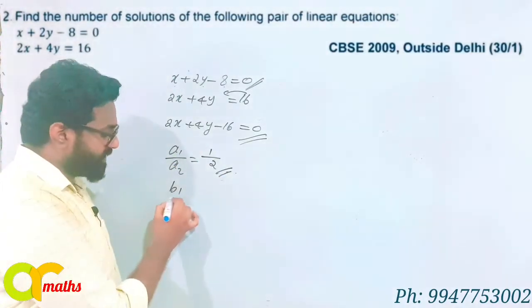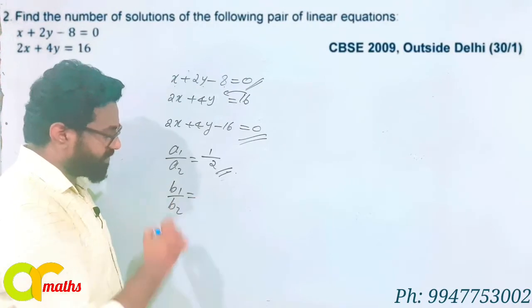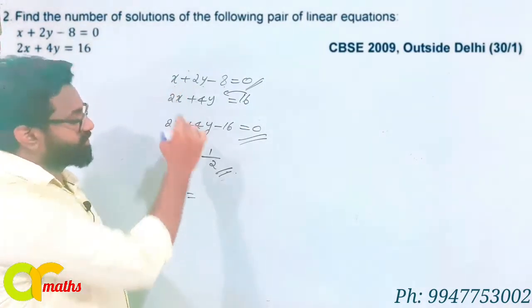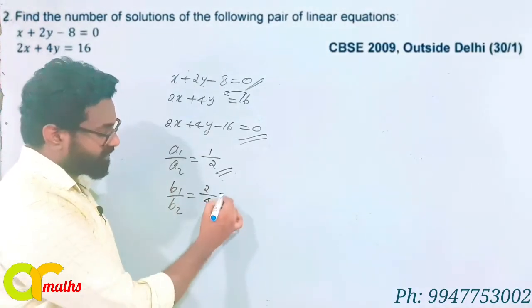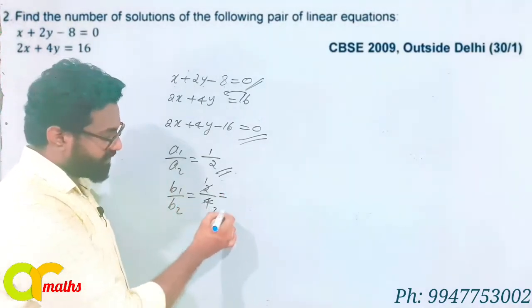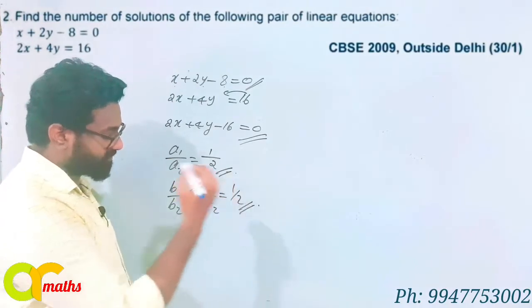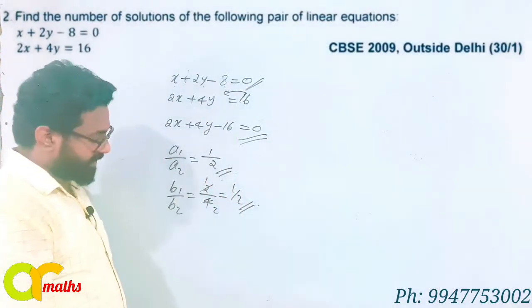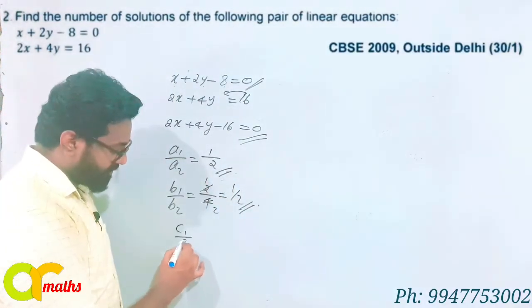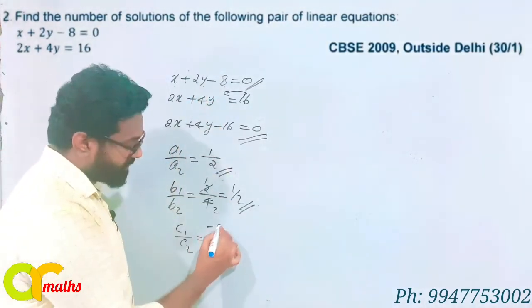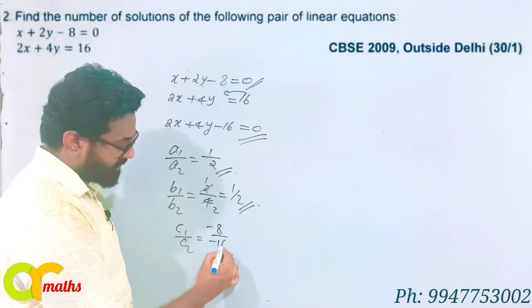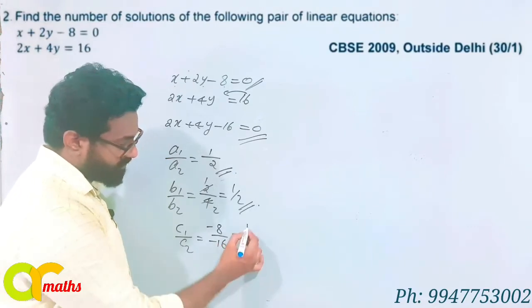Next, b1 divided by b2. b1 divided by b2 is 2 divided by 4. By simplification it is 1 by 2. Next, c1 divided by c2. Minus 8 divided by minus 16. This is also 1 by 2.